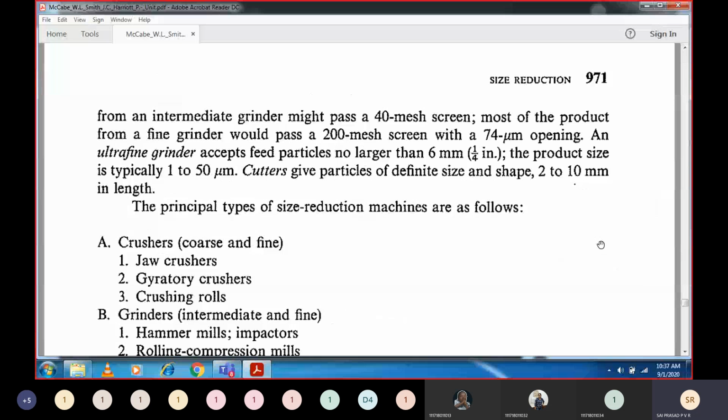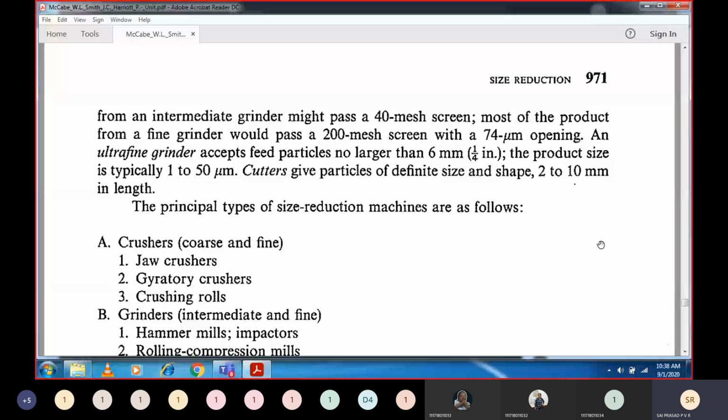It means from the first category we came to the second category, where the product of the crusher is sent to the grinders. After grinding is done, the product is now eligible to be called as so many mesh number, whether it is 20, 100, whatever, depending upon the character of the grinder. Most of the product from fine grinders passes through 200 mesh with a 74 micrometer opening. So if somebody asks you what is the basis for Tyler standard screens, you should say 200 mesh with a clear opening of 0.074 millimeters.